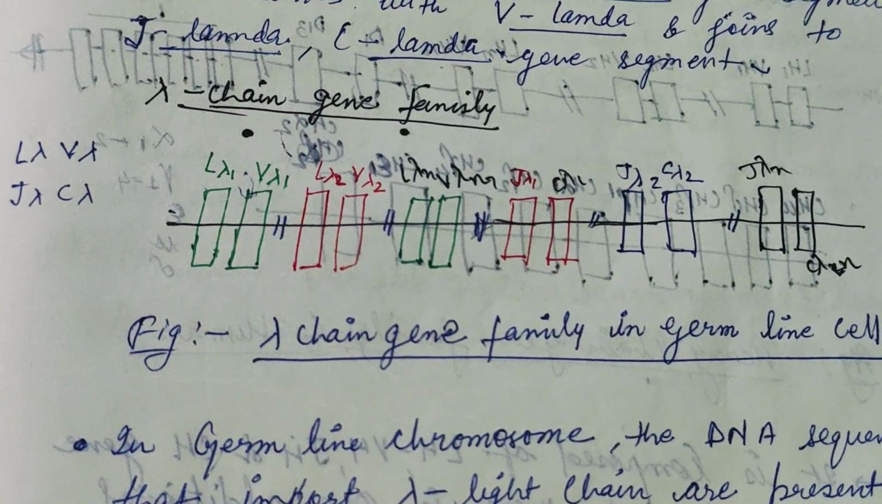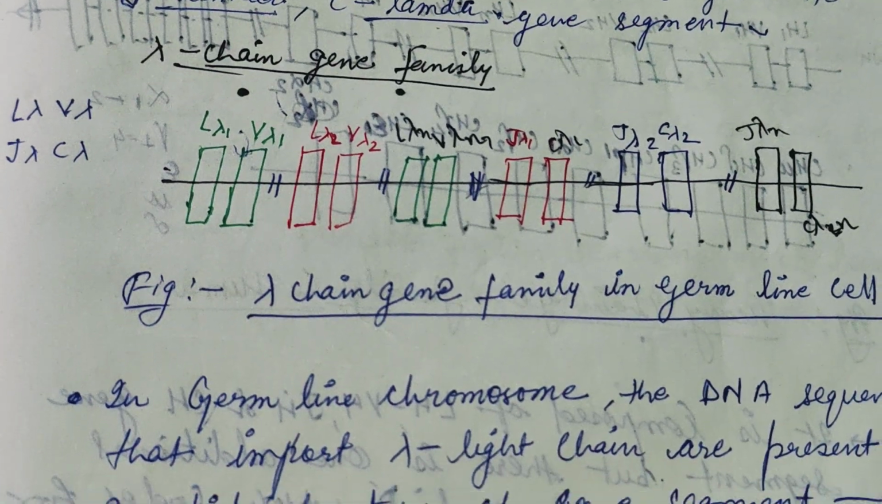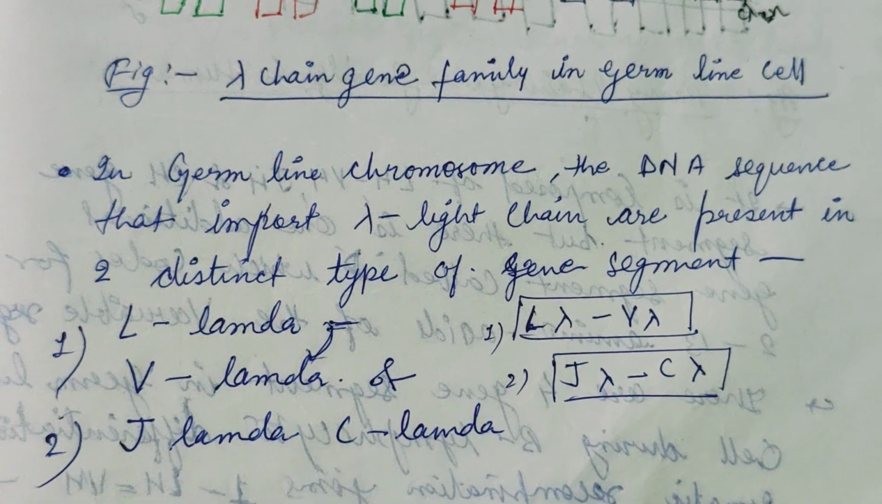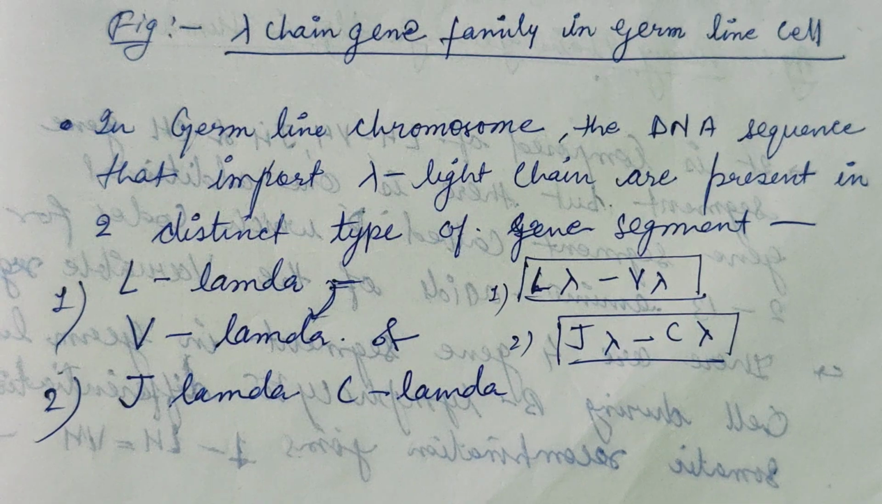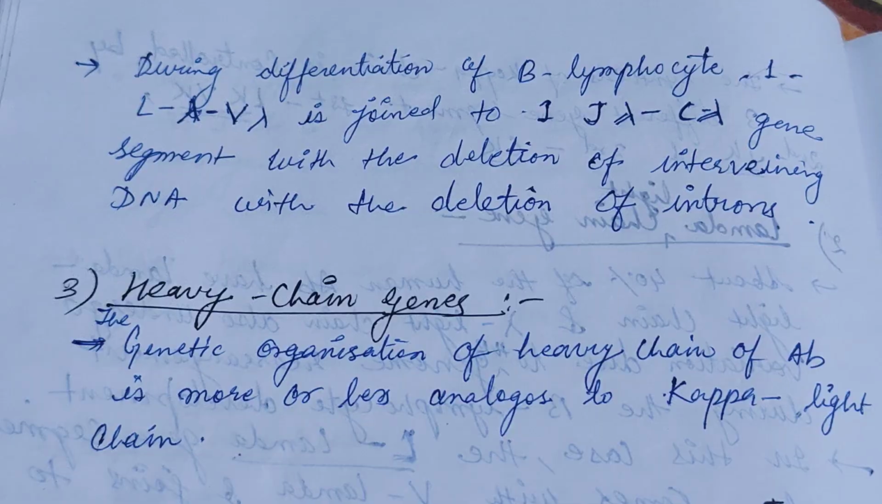In this, the L lambda and the V lambda are adjacent to each other, whereas the J lambda and C lambda are adjacent to each other. In the germline chromosome, the DNA sequences that encode the lambda light chain are present in distinct types of gene segments. It is L lambda, V lambda, and J lambda and C lambda in the same sequence.